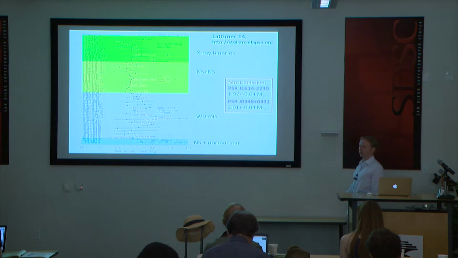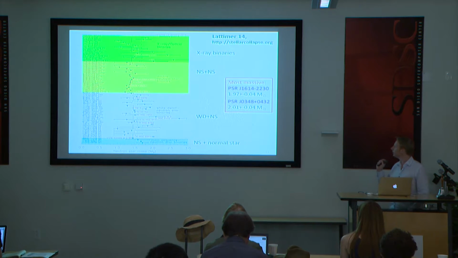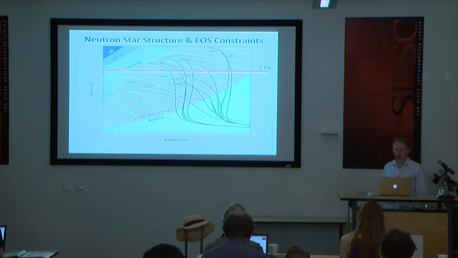And these are precision measurements. There's no statistical estimates of these errors. These are real measurement errors with all the systematics under control. So we do know there's almost two solar mass neutron stars, and that gives us a lower limit on the maximum mass of neutron stars. And we can go back on our plot and put it on.